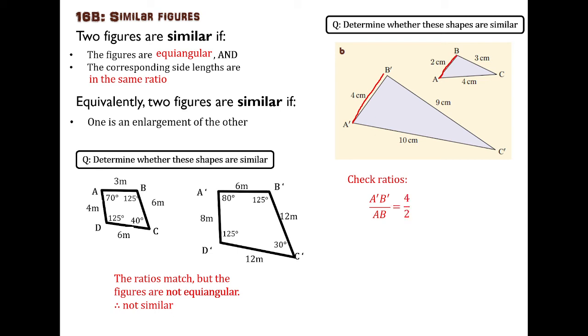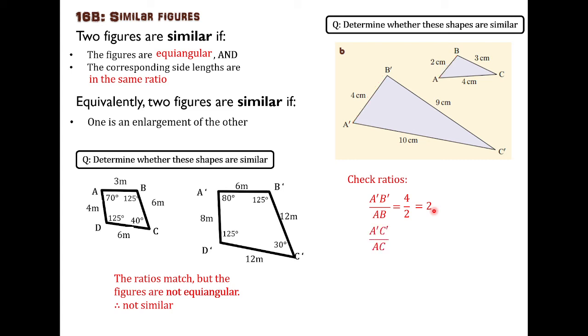So in this ratio, A dash B dash, I can replace with 4, and AB I can replace with 2. Now I can figure that out. 4 divided by 2 is 2. That makes sense. From 2 to 4, it is doubled. That's why it's 2. Now let's look at another one.